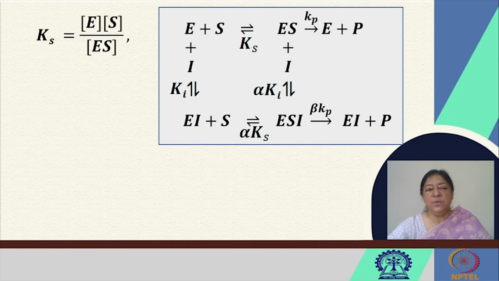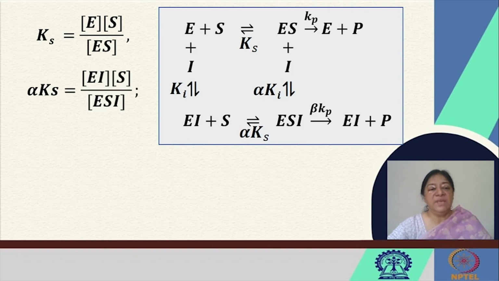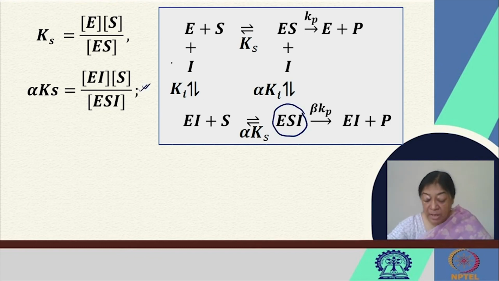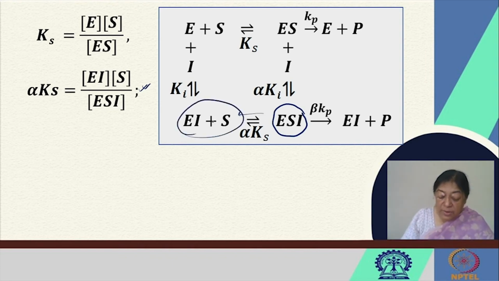That is the equilibrium constant associated with the dissociation of our enzyme substrate complex. We have the alpha Ks value, which is the dissociation of the enzyme substrate inhibitor complex. So we have this formation going in this direction, where these are our products, and by the law of mass action, we start off with this.